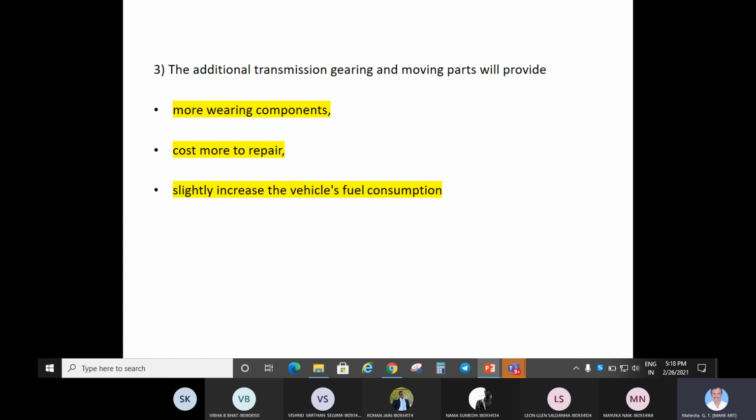Additional transmission gearing and moving parts will provide more wearing parts. There is every chance of greater wear and tear. Cost will be high, repair cost will be high, and fuel consumption therefore will definitely be high. That's why such things are not preferred for our ordinary day-to-day usage.